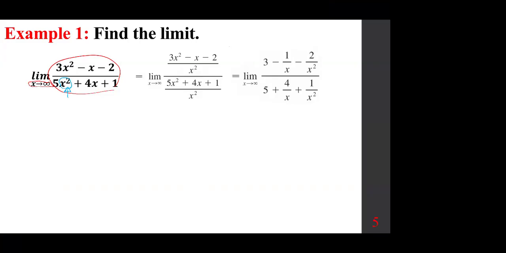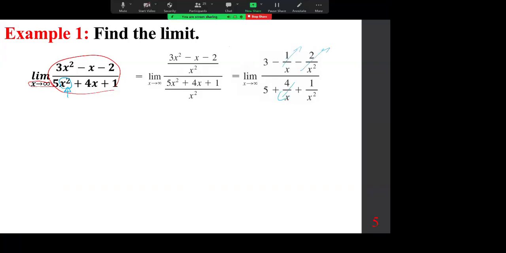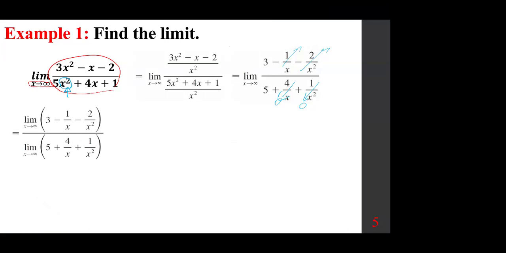Because this goes to 0, this goes to 0, this goes to 0, this goes to 0, the answer is 3/5. But the idea of the limit laws, just for practice, is that you apply the limit to the numerator as well as the denominator. The numerator gives us 3 limits. The denominator also gives you 3.